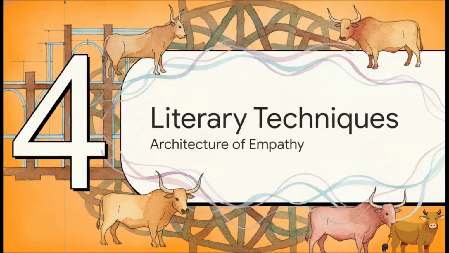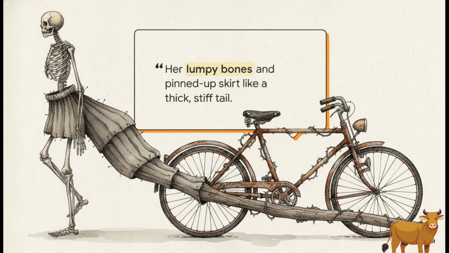All right, on to Section 4, Essential Literary Techniques, or the Architecture of Empathy. The title of this story, it is definitely not just decorative. Bates systematically strips away her humanity, using these highly physical, animalistic symbols. He describes her bones as lumpy, and her pinned-up skirt as a thick, stiff tail, literally depicting her as an ox.